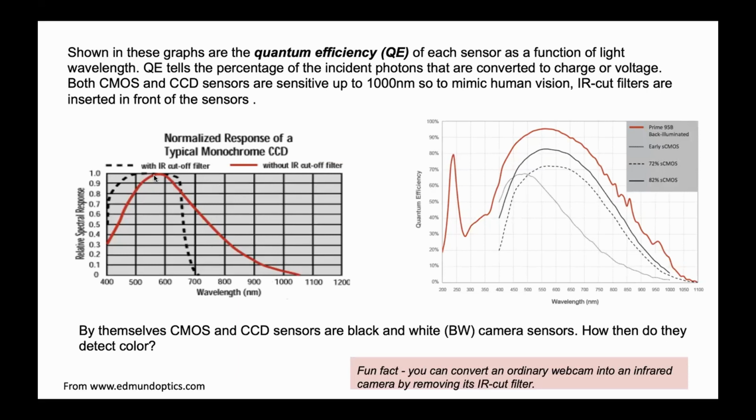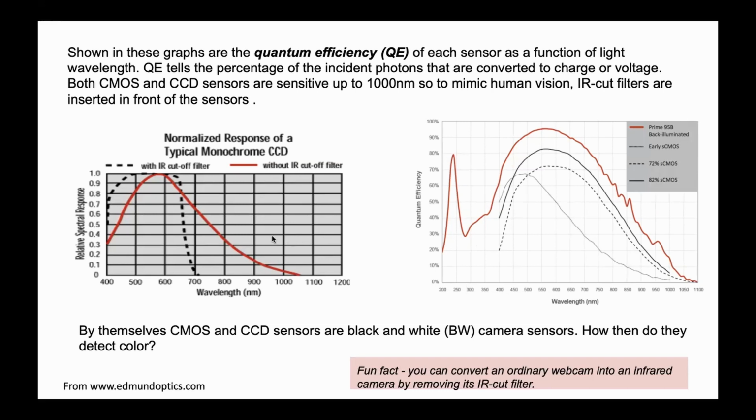So essentially, when you remove the IR cut-off filter of a camera, like most webcams do have an IR cut-off filter, you can convert it easily into an infrared camera. Here is the efficiency of a CMOS camera. Once again, you see that it extends to the near infrared. And some are highly sensitive to ultraviolet even, so it can be converted into an ultraviolet detector.